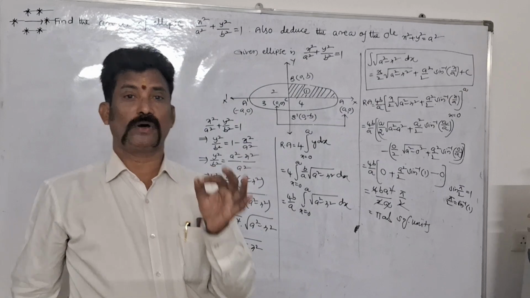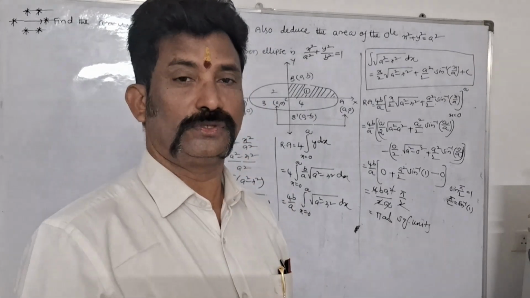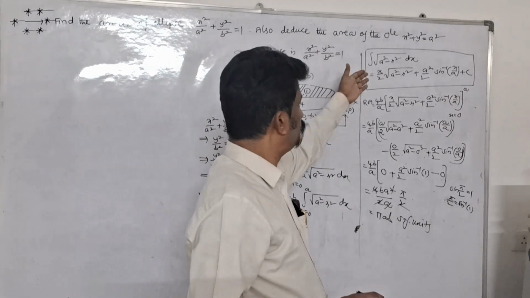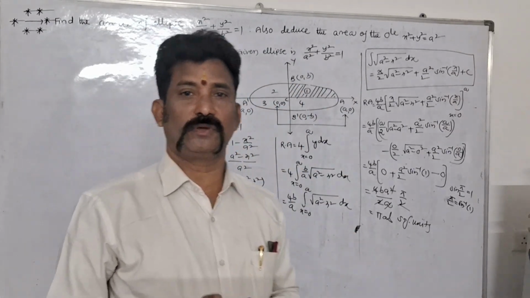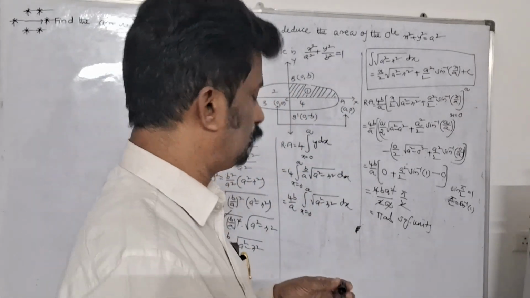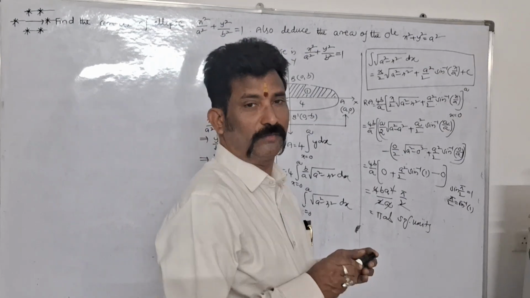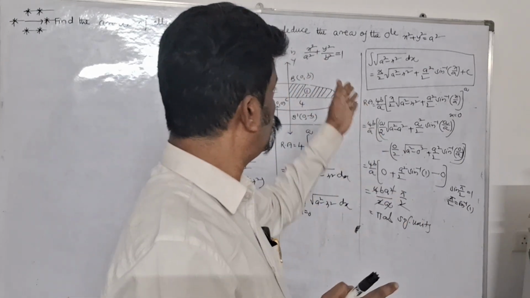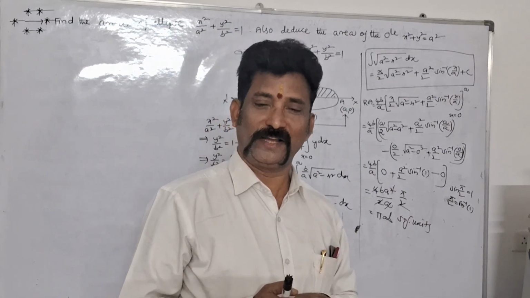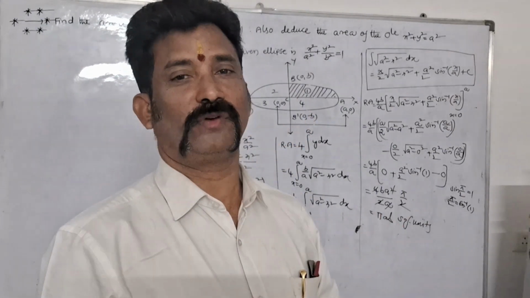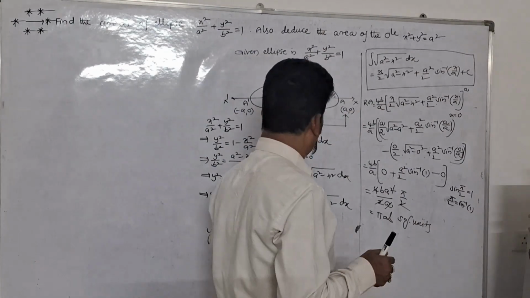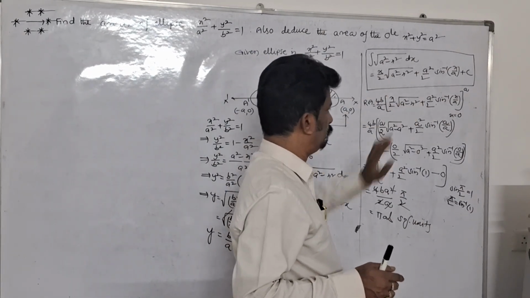But here remember this formula: integration of root over a square minus x square dx is equal to x by 2 into root over a square minus x square plus a square by 2 into sin inverse of x by a. This is the formula. Remember this. The required area is equal to 4b by a into the formula directly.